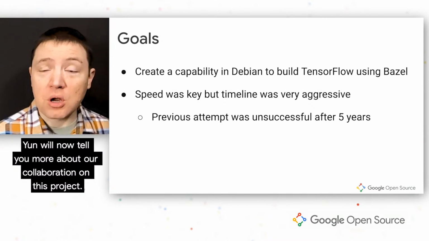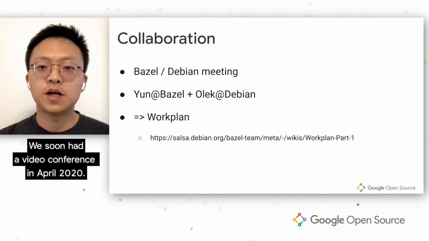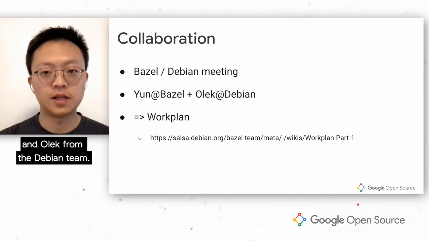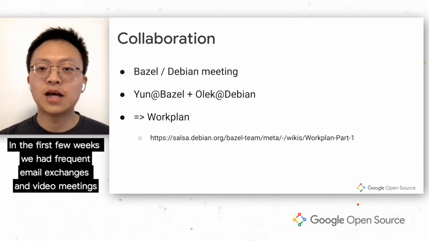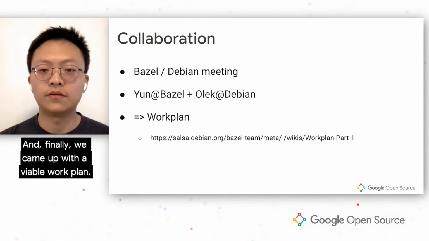Yun will now tell you more about our collaboration on this project. So the Debian team first reached out to the Bazel team on GitHub. We soon had a video conference in April 2020. A task force was set up with me being the contact point from the Bazel team and Oleg from the Debian team. In the first few weeks, we had frequent email exchanges and video meetings to understand what problems we had to solve. And finally, we came up with a viable work plan.